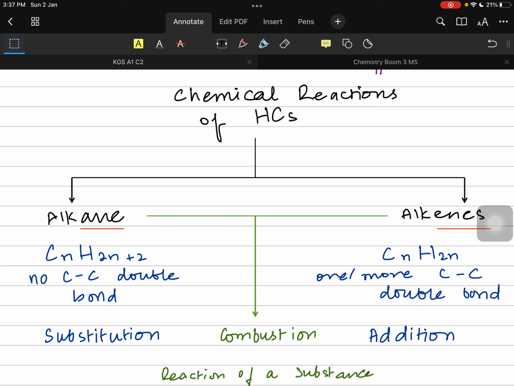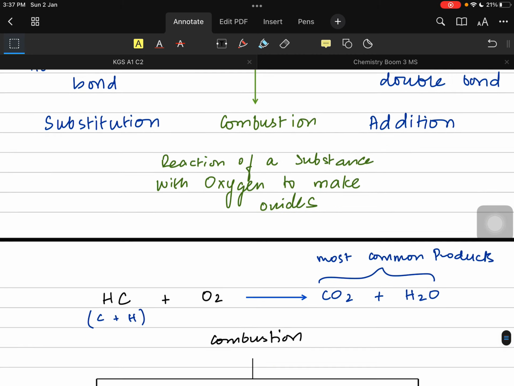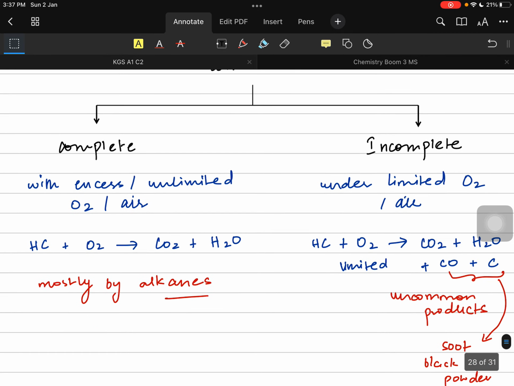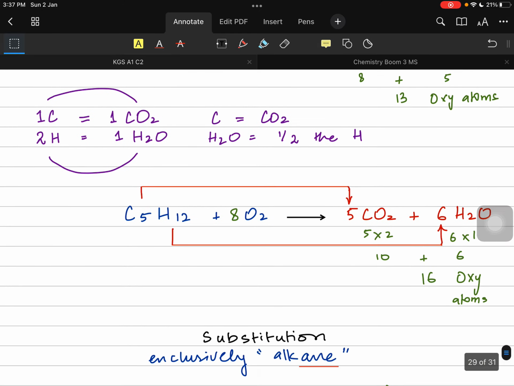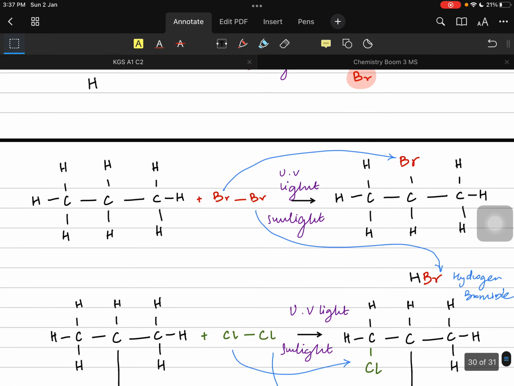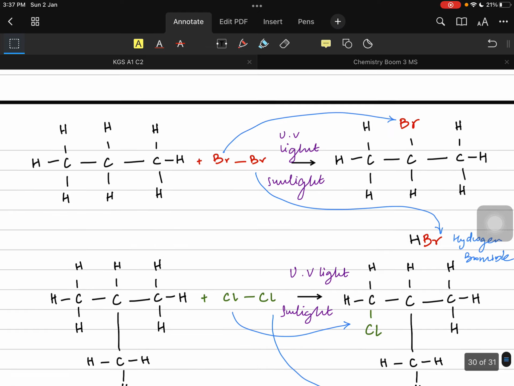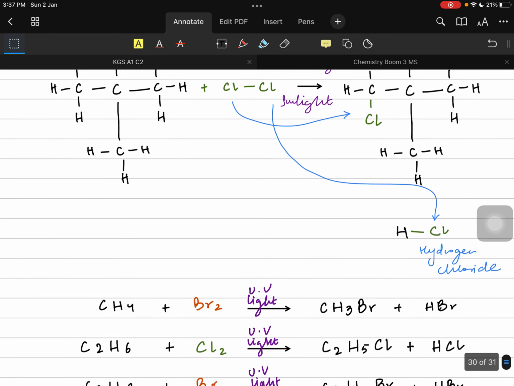Hey guys, so previously we have been talking about the chemical reactions of hydrocarbons. We know that alkanes give the substitution, alkenes give the addition. We know that combustion is common to both. And then we drew some attention on the complete and incomplete combustion. We wrote some equations for those. Then we even talked about the substitution reaction, which requires ultraviolet light, and substitution was only for the alkanes.